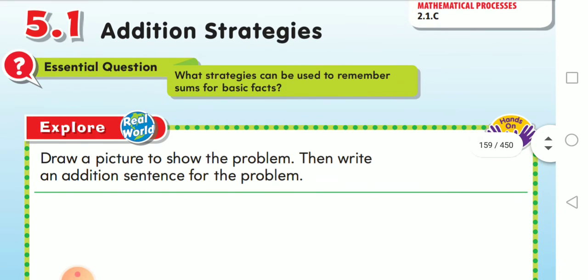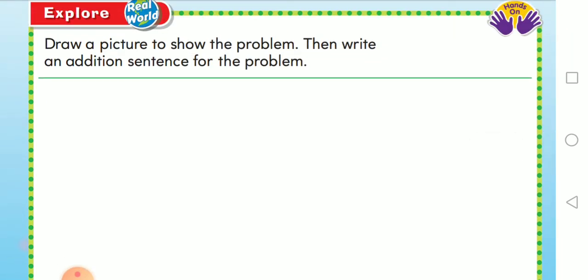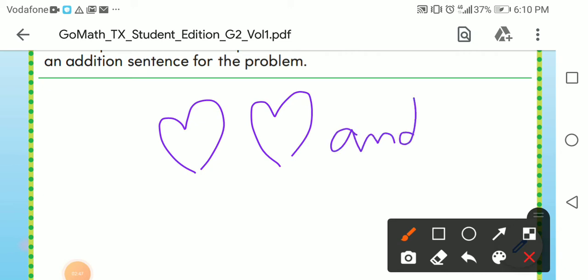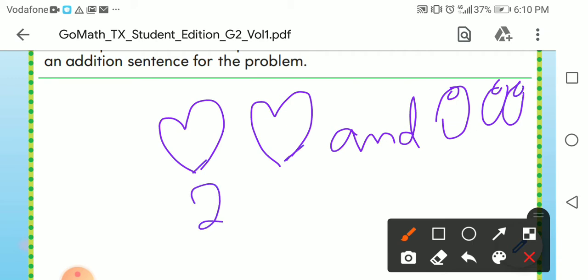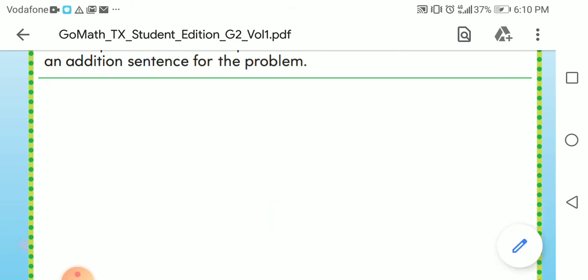Now, let's enter the addition strategies lesson. What strategies can be used to remember sums of basic facts? Okay, guys. Draw a picture to show the problem, then write an addition sentence for the problem. Let's see together, if I have here two apples, okay, and three oranges. And I ask you here, how many fruits can you see? I say two apples plus three oranges give me five fruits in all.